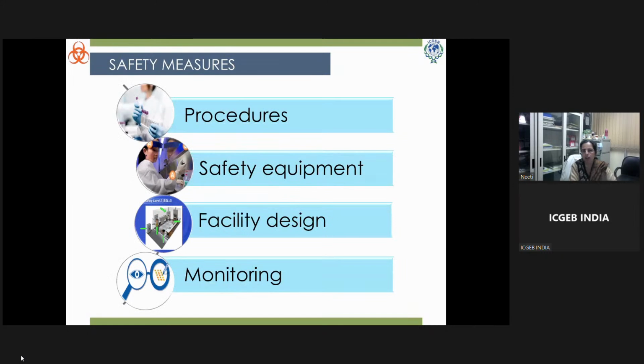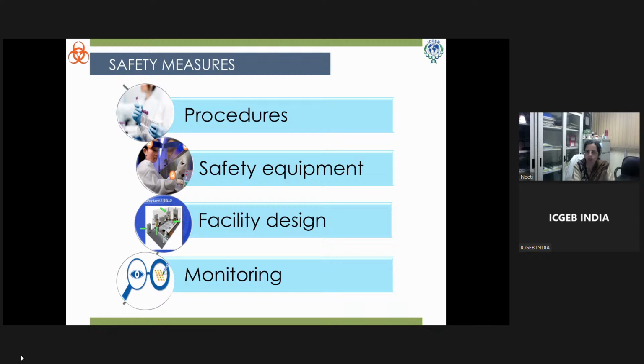So, we can summarize by saying that the safety measures are defined by the work requirements and the pathogens being handled, and once the containment level has been identified, then appropriate safety measures can be employed. But what do we mean by safety measures?